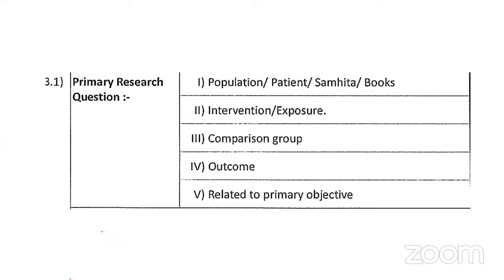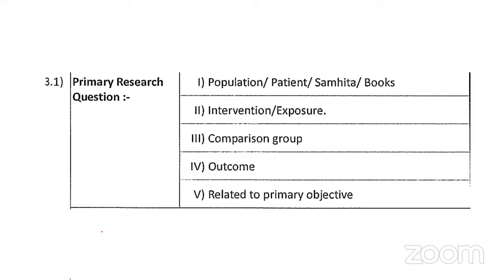So probably if we are trying to find out something related to books, exploring the books, understanding books, comparing books, it is also the same. It should come in the research question. So when we are framing a research question, we have to decide what our exact object is, on what thing we are working. Is it a condition? Is it a population? Is it a patient? Is it a samhita? It is a book.